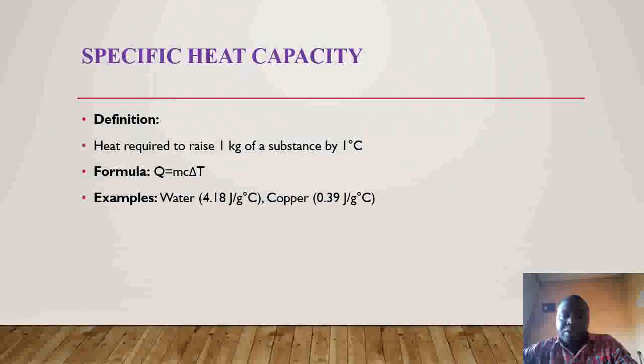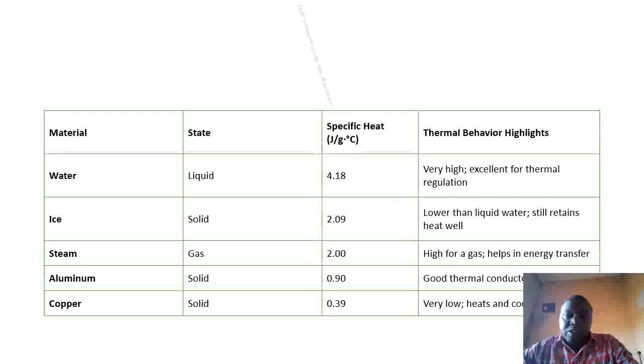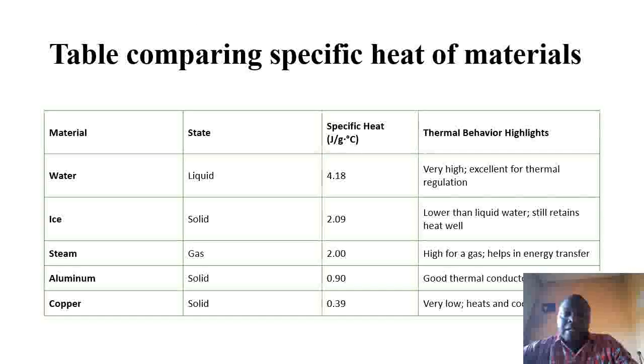Examples: water has a specific capacity, in joules per kilogram per Kelvin, of 4200. That is not captured here yet. Copper has that value. So we have a table comparing specific heat capacities of different materials. We have a material, we have the state, then the specific heat, and then the thermal behavior highlights. So each of these is captured.